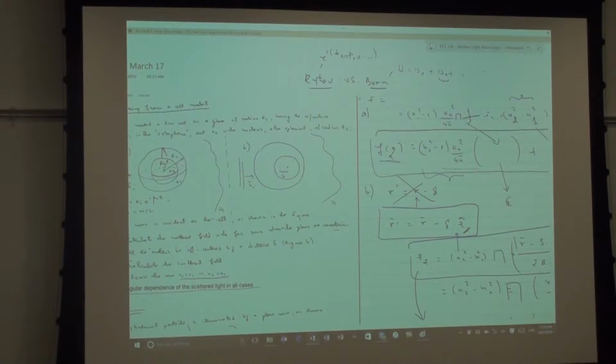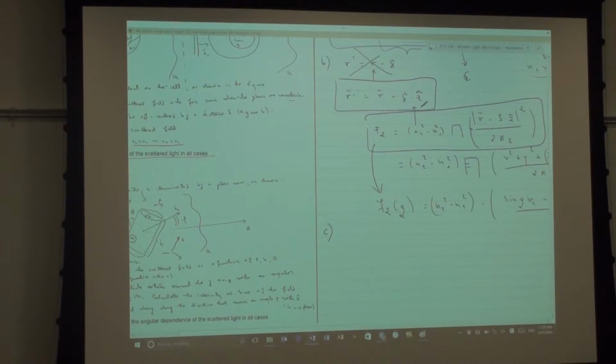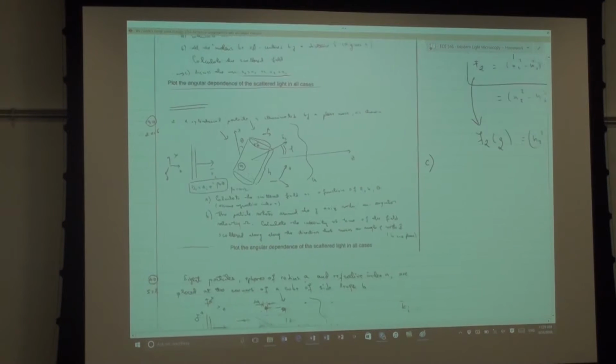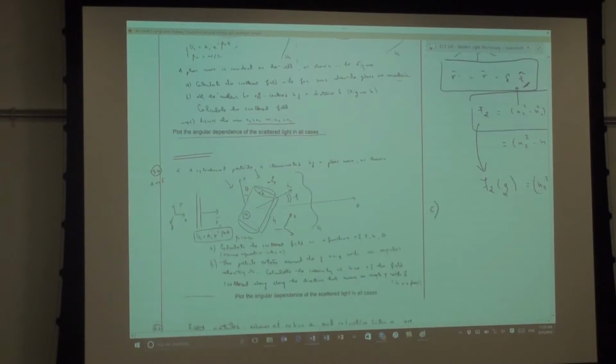Okay, that's a parenthesis, just in case you hear about Rytov. It's kind of a sister technique to Born with a complementary application range. Okay, should we move to the next problem? Are we okay with this?